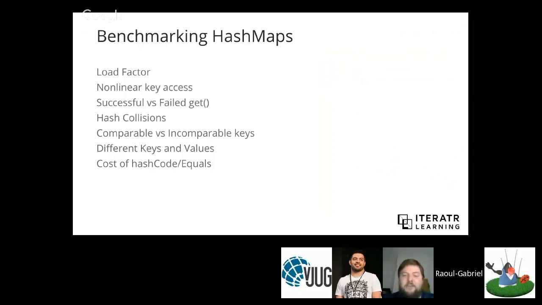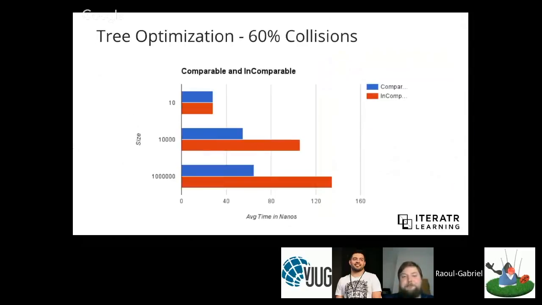Then things like collision rates. Is your key comparable or not? Does it have those optimizations available or not? All sorts of different things that you need to look at. One particularly interesting case which we had a look at was, does this tree optimization work effectively?